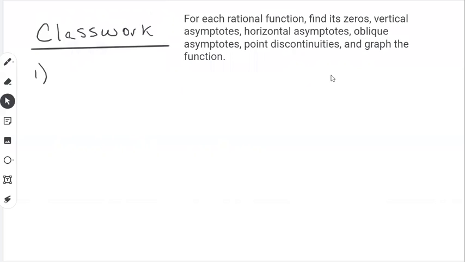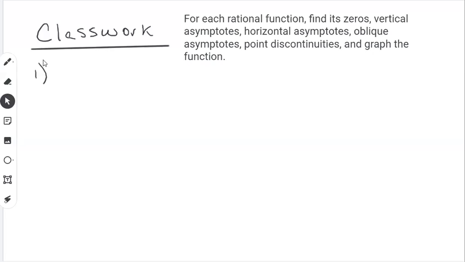Okay, for each rational function, what we want to do is first factor it and cancel out common factors. We want to find its zeros by setting the top equal to 0. We want to find the vertical asymptotes, which we find by setting the bottom equal to 0. We want to find the horizontal asymptotes using those 3 rules, the oblique asymptotes, if possible, point discontinuities, if possible, and then we want to graph the function on Desmos.